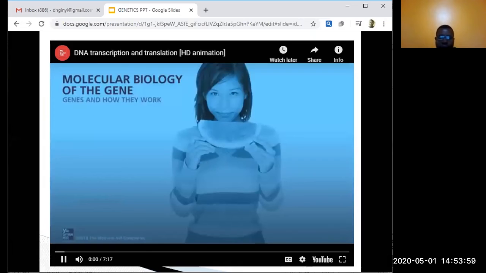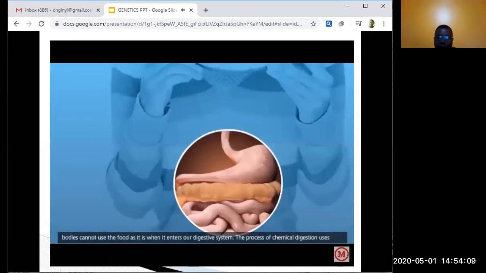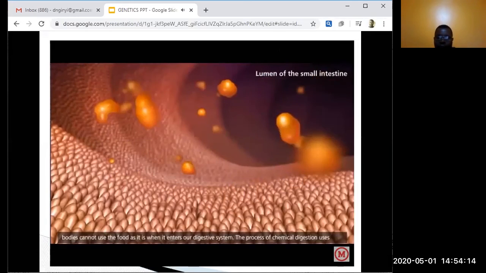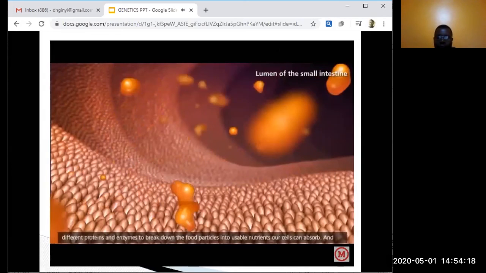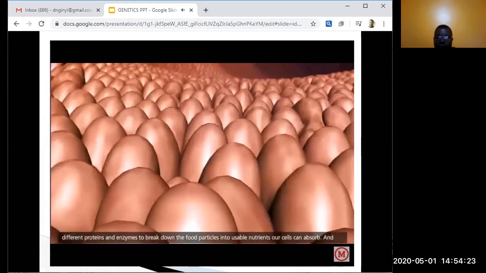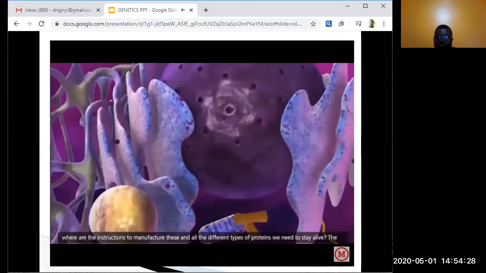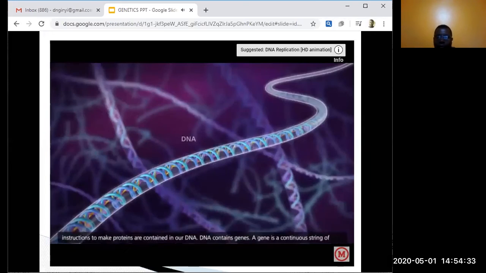In order for our bodies to function, we need to supply them with a variety of nutrients we get from our diet. Our bodies cannot use the food as it is when it enters our digestive system. The process of chemical digestion uses different proteins and enzymes to break down the food particles into usable nutrients our cells can absorb. And where are the instructions to manufacture these and all the different types of proteins we need to stay alive? The instructions to make proteins are contained in our DNA.